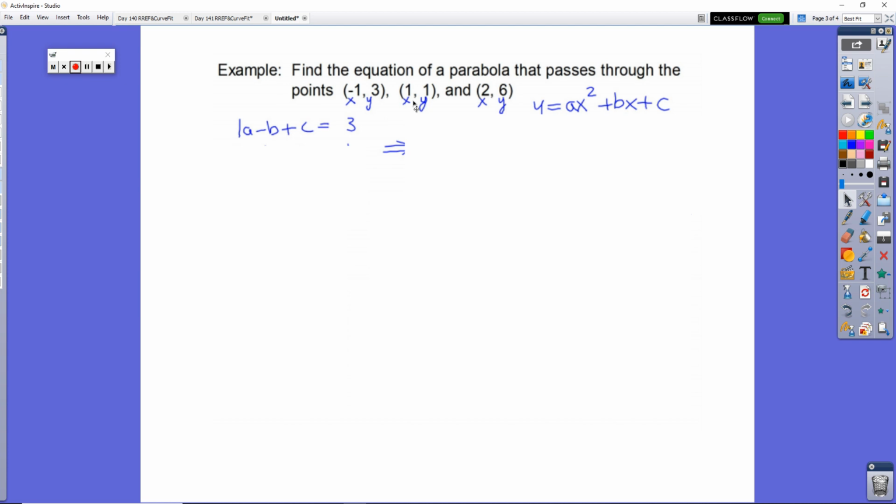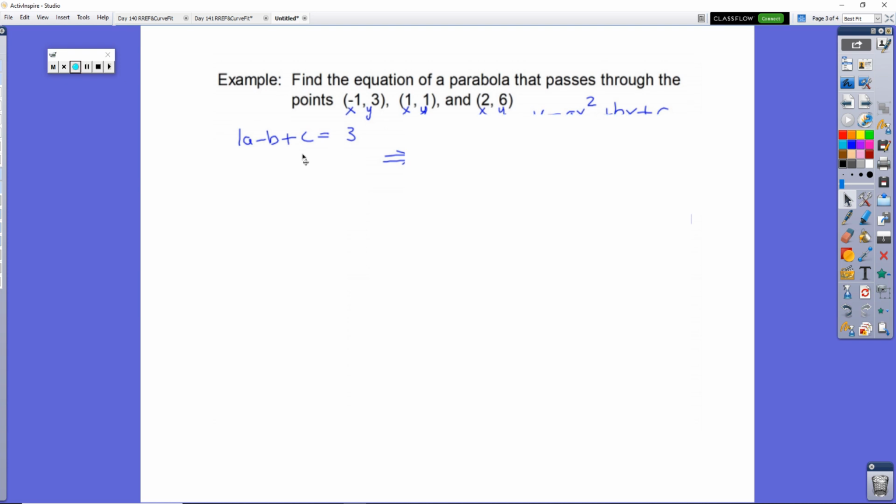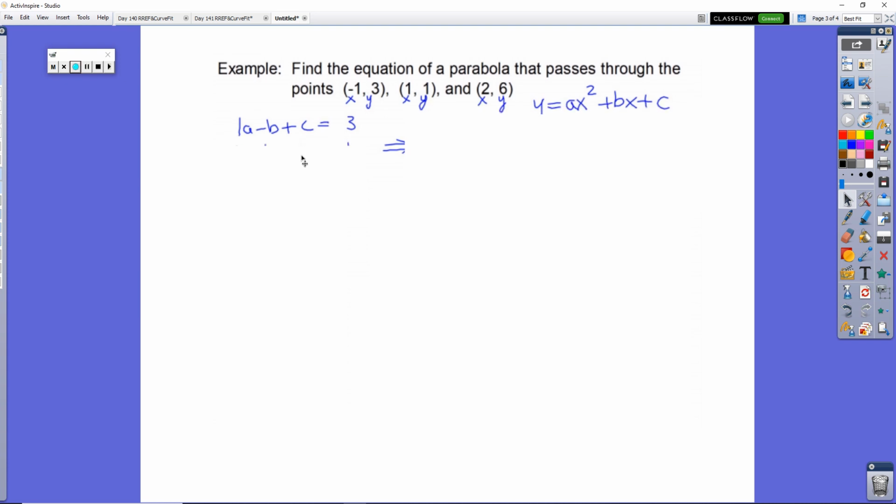The second equation is going to be created by putting in the second pair of coordinates. 1 is going to be my x value and is going to go in here and here. And 1 is also my y coordinate, which is going to go in here. And that would generate the equation 1a plus 1b plus 1c equals 1.